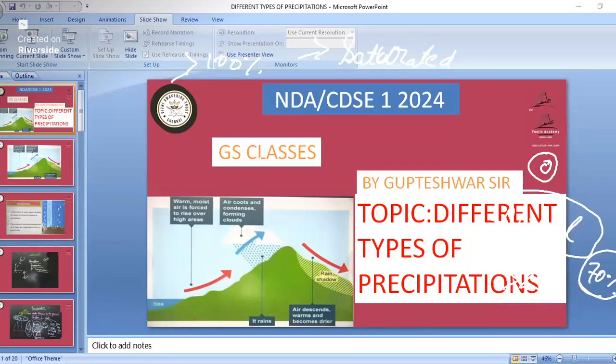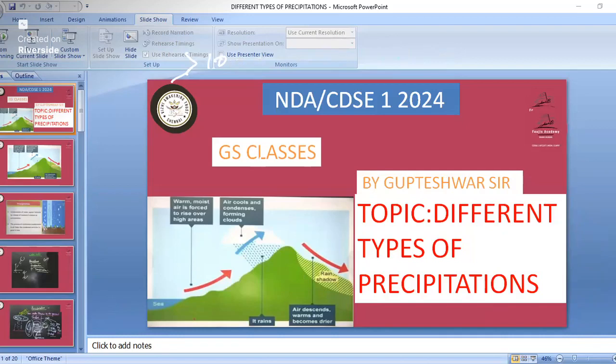Because this plays an important role in the rainfall and the precipitation. So you must know about the relative humidity. If we have 100% saturation or 100% relative humidity, then only we can have the precipitation. Now, precipitation is divided into different parts.